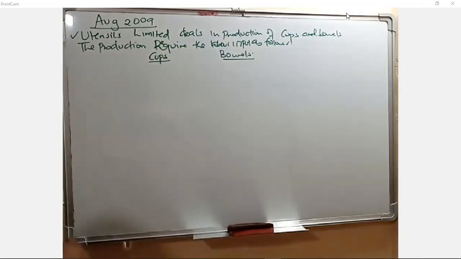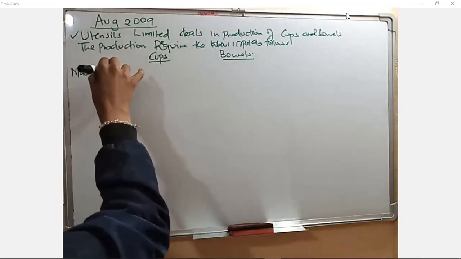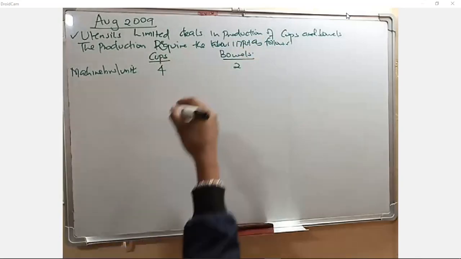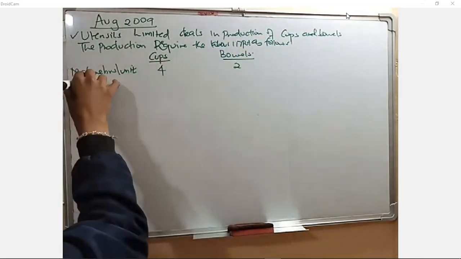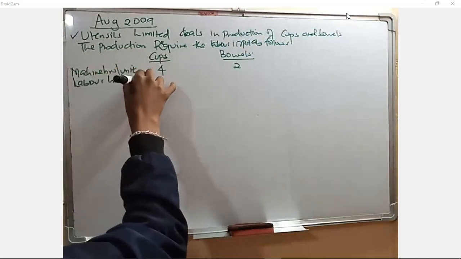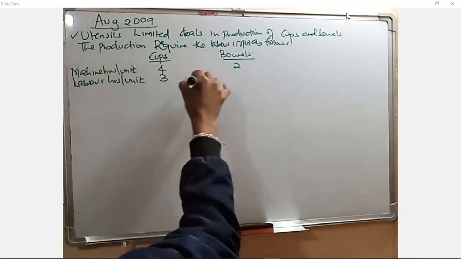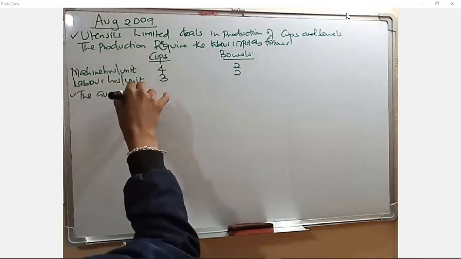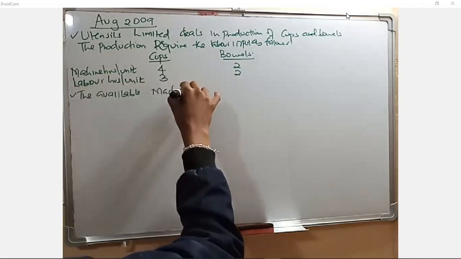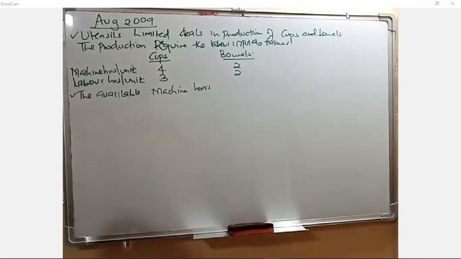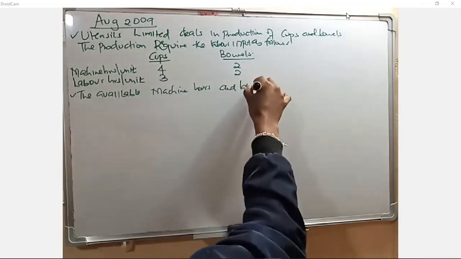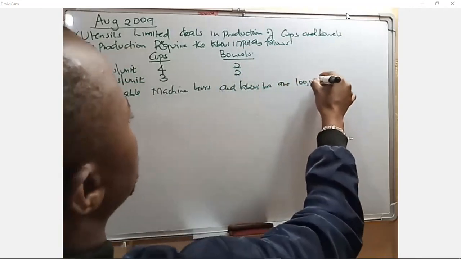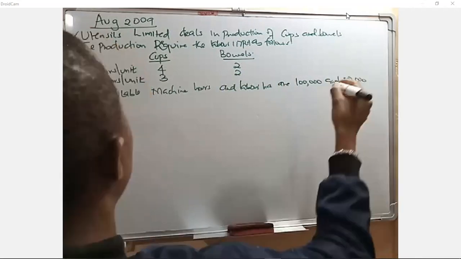Right? So we start with machine hours per unit. Here you're given 4 for cups and 2 for bowls. Then the labor hours per unit, here we require 3 and also here 2. So the available machine hours and labor hours are 100,000 and 80,000 respectively.